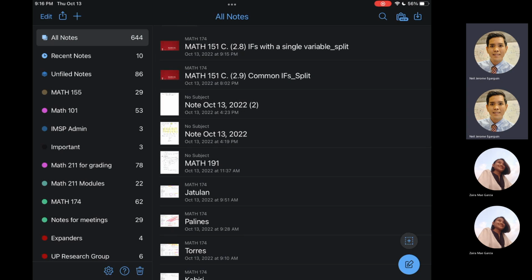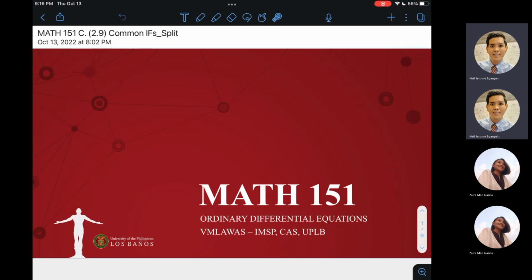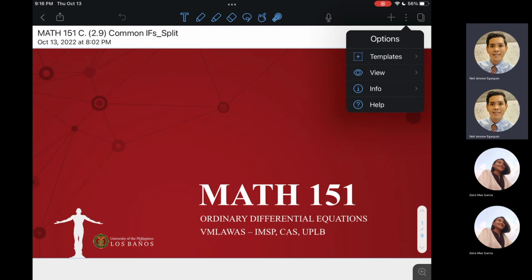So kung walang tanong si Zaira, I'll go to common integrating factors. Pero I know it's already late. It's 9:16 na. So if you want to leave, Zaira, it's fine. I'll just carry on and discuss this set of slides. Probably 2 examples here para lang matapos na natin yung section 2.